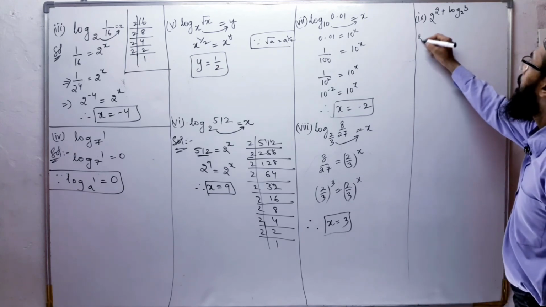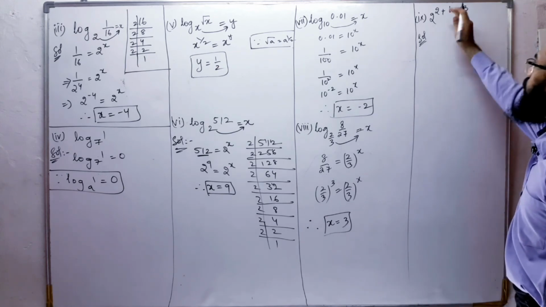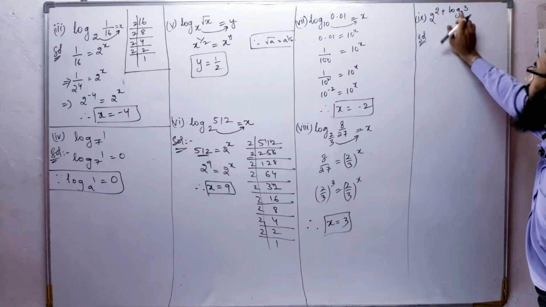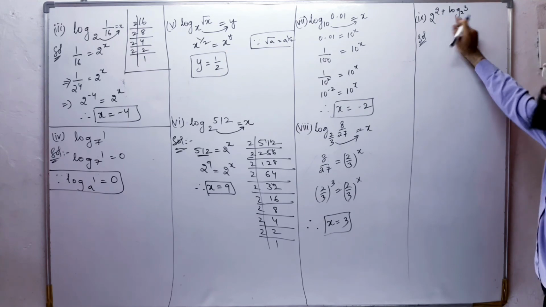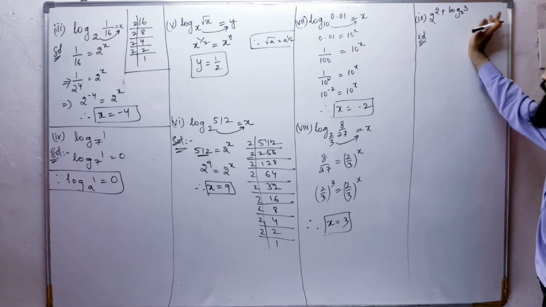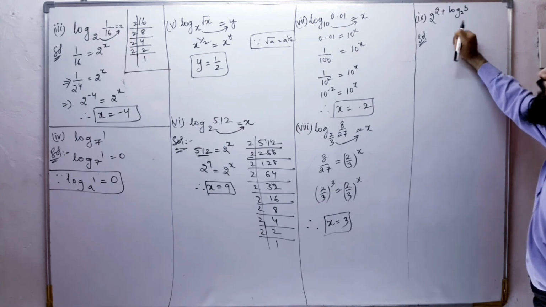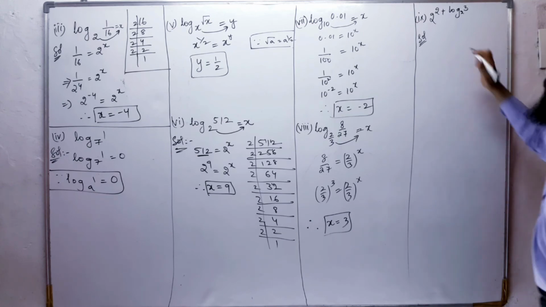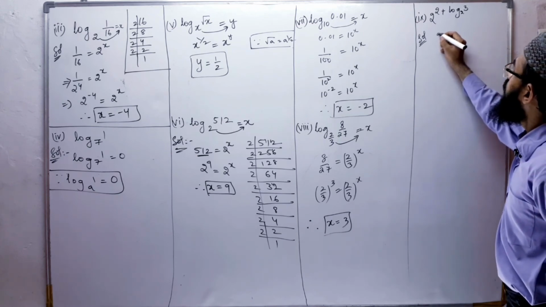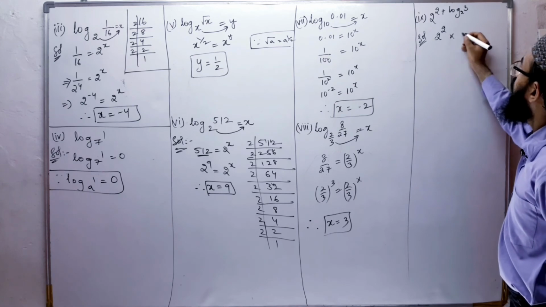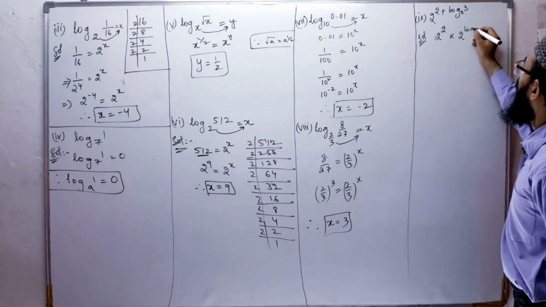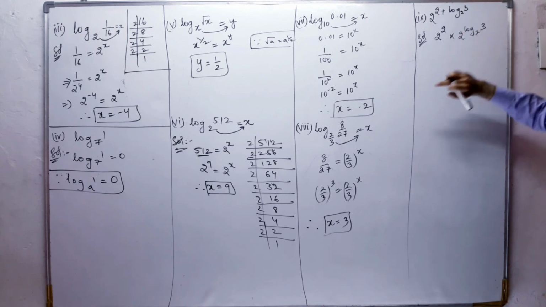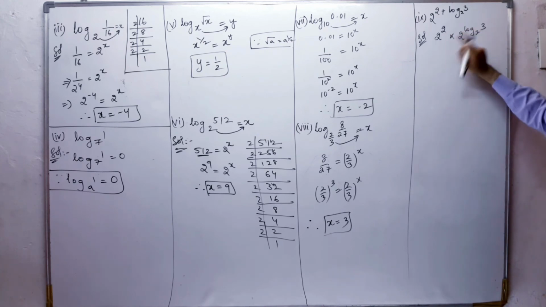Next is, here you can see the powers are added. That means when the bases are the same, powers should be added. So this property has been used. So we will write it in the opposite way like this: 2 to the power of 2 into 2 to the power of log 3 base 2. Why? Because we can get again the same value. When the bases are the same, powers should be added.